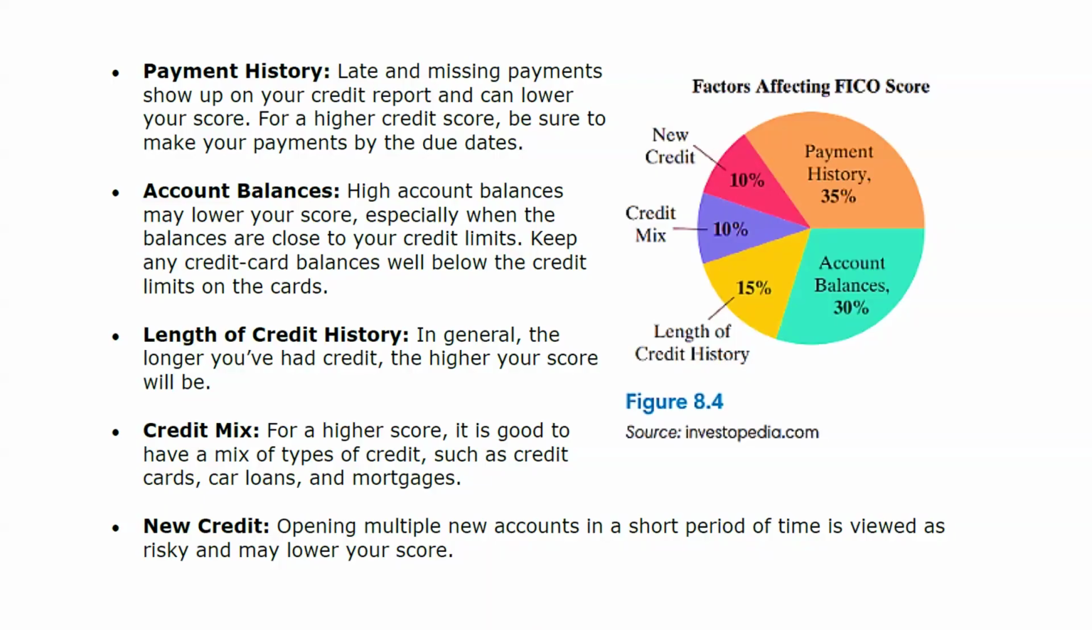Length of credit history is the next category. This takes up about 15% of your score. In general, the longer you have had credit, the higher your score will be. Credit mix, so this is about 10%. For a higher score, it's good to have a mix of types of credit, such as credit cards, car loans, and mortgages. New credit, that takes about 10% of your score. Opening multiple new accounts in a short period of time is viewed as risky and may lower your score.